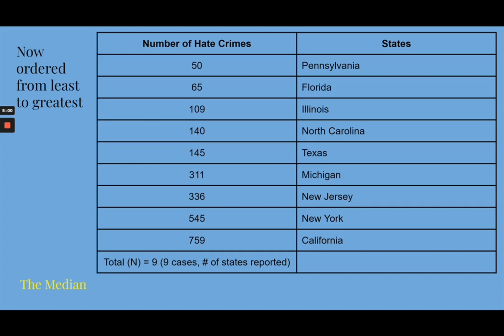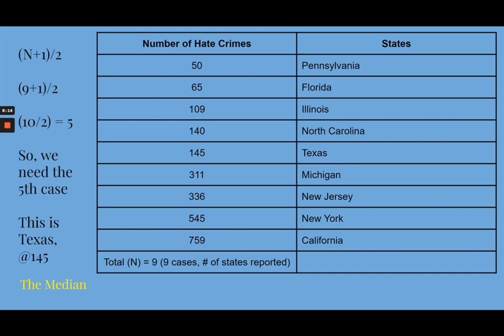Now, we've reorganized it. We've ordered it from fewest to greatest, from least to greatest in terms of amount. So now we can see that this is in some sort of order. Still 9 cases though. Because it's odd, we have to use this little formula. There's 9 cases plus 1, because we need to figure out the middle, divided by 2. So we get 10 divided by 2, which is 5. What it means is that we need to look at the 5th case: 1, 2, 3, 4, 5, which gives us Texas right here. And that means that 145 is our median.